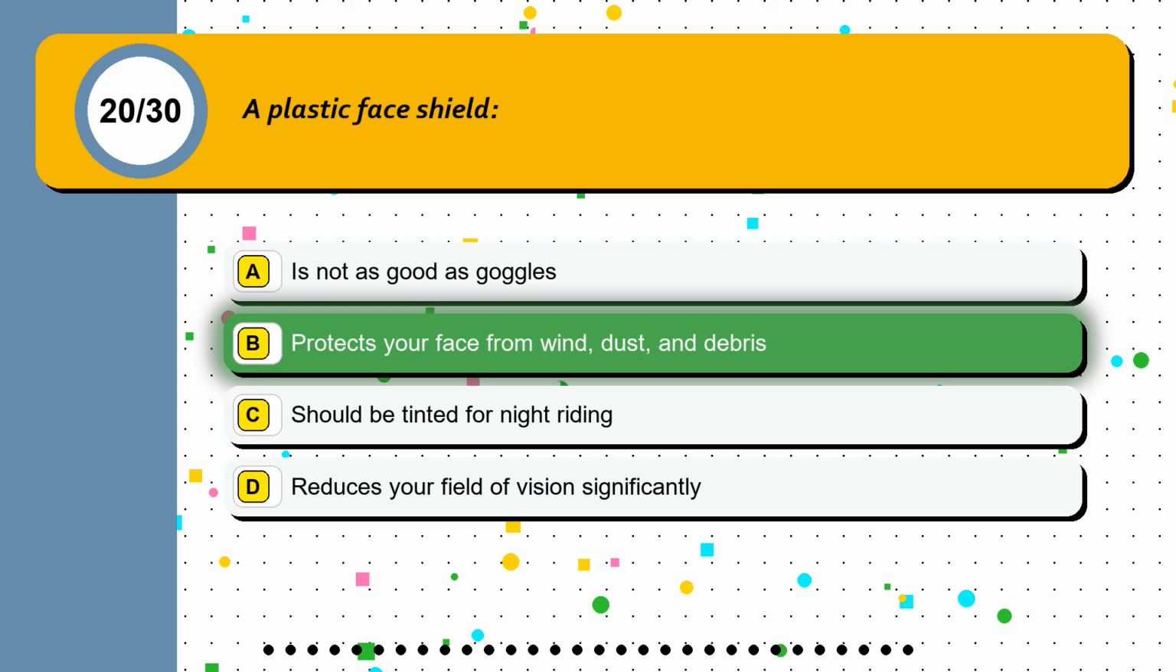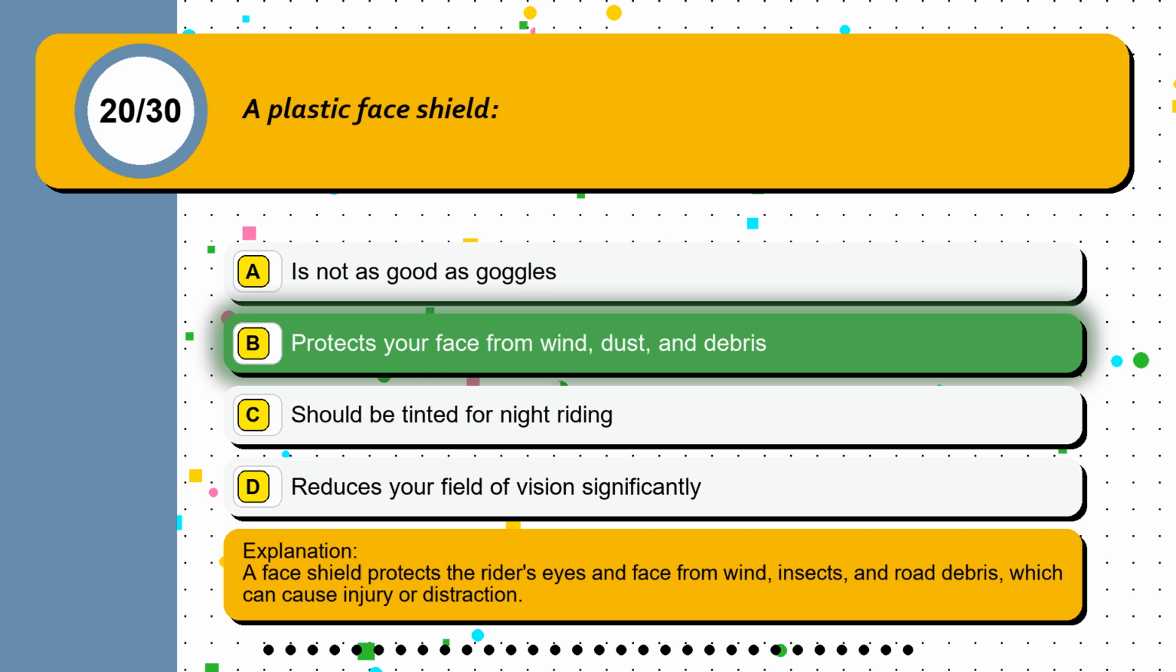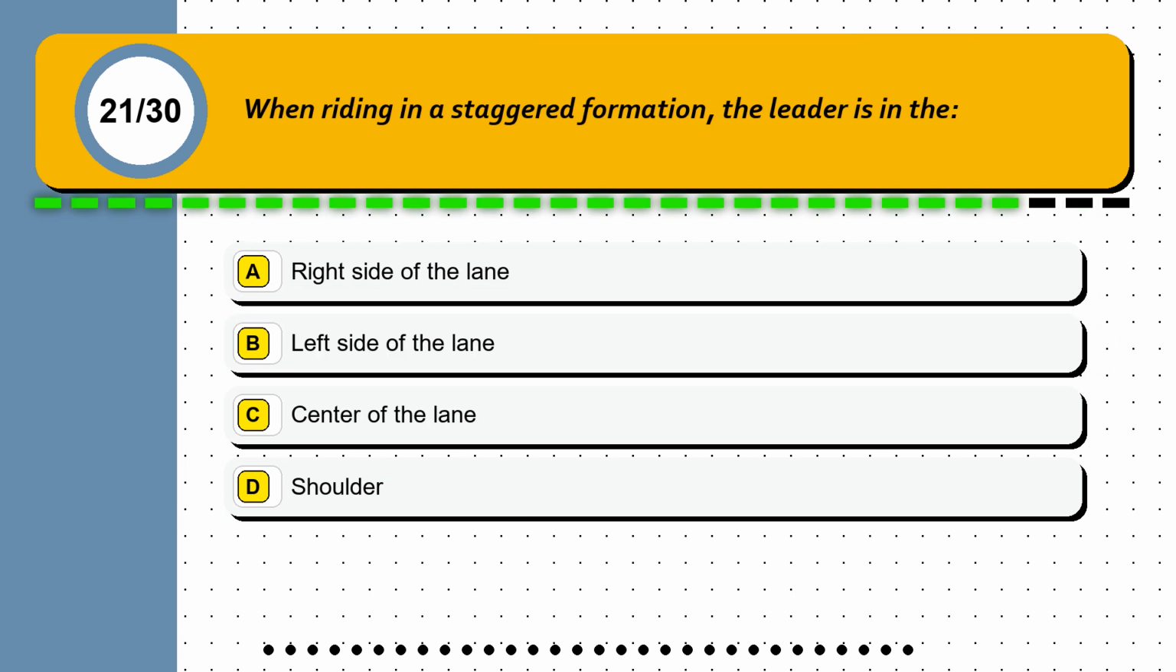The correct answer is option B. Protects your face from wind, dust, and debris. A face shield protects the rider's eyes and face from wind, insects, and road debris, which can cause injury or distraction. Question 21. When riding in a staggered formation, the leader is in the: Option A, right side of the lane.